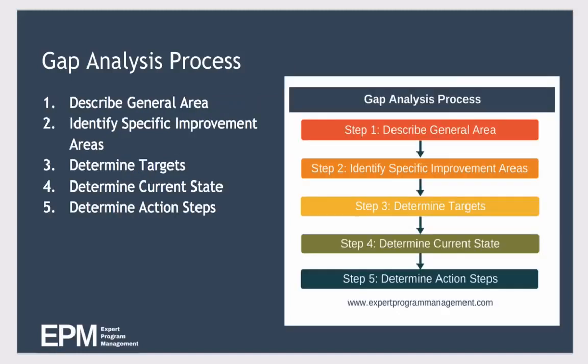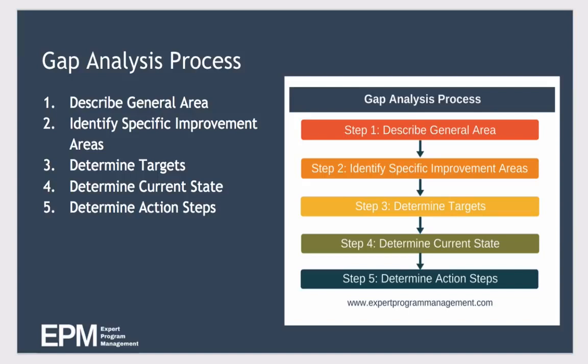Now, there are many similar methods to perform a gap analysis, but the process we'll present in this video consists of 5 steps, which you can see in the diagram, which are: step 1, describe the general area; 2, identify specific improvement areas; 3, determine targets; 4, determine current state; and 5, determine the action steps. So step 1, describe the general area.